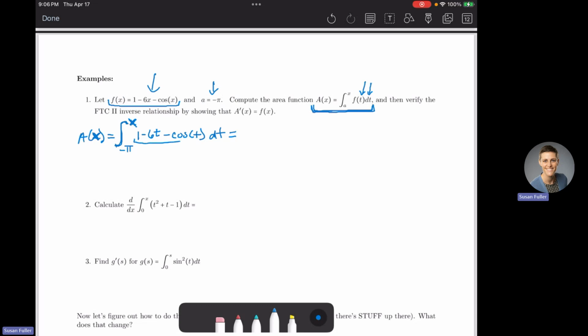So to take the antiderivative of this, we are going to have t minus, I'm going to increase my power by 1, divide by that new power. And the antiderivative of cosine of t is sine of t. And I'm going to keep that negative, right? The derivative of sine is cosine, so I'm going to keep that negative here. And I can choose any antiderivative that I want with a definite integral. So I'm going to pick one where c is 0. And then I need to evaluate this from negative pi to x.